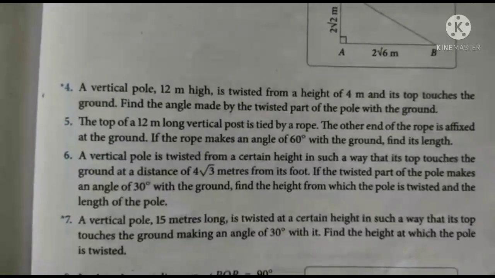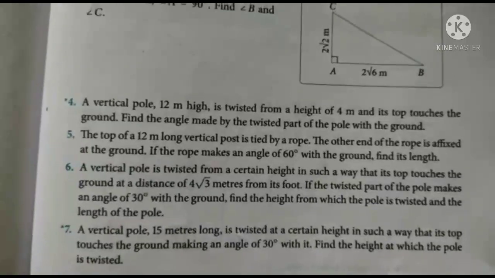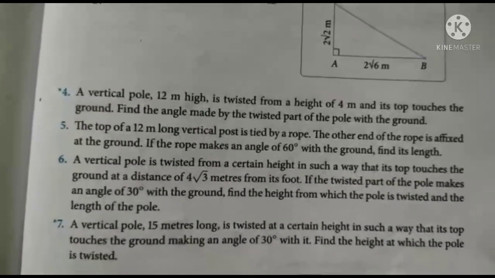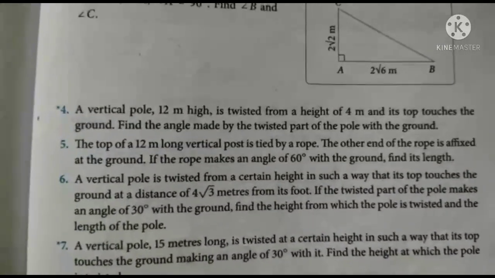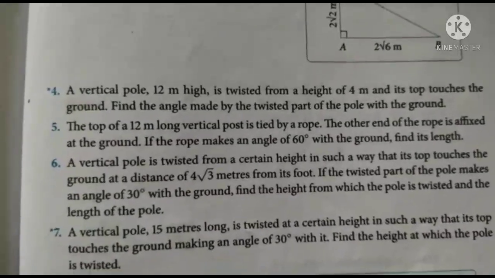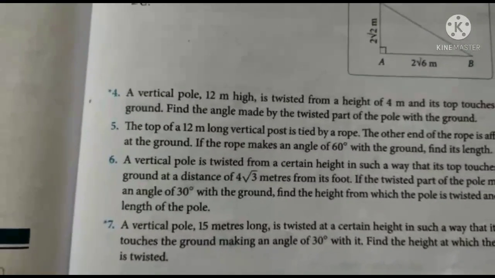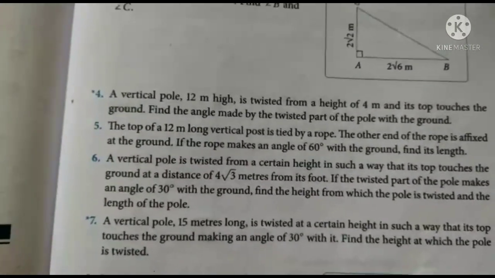So see, question number 4 is a little different. Why? Because in questions number 1, 2 and 3, the question is given, but the diagram is also given. But in question number 4, the diagram is not given. That means here you have to read the question very carefully and you have to draw the diagram in the correct way.